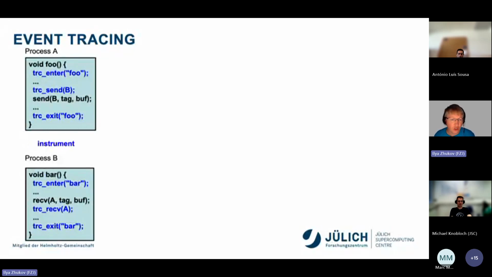For this, first we need to apply instrumentation. We already know what instrumentation is. We add special hooks inside, for enter and leave of each function, for each event. Here is trace enter foo and trace exit foo, and the same for bar.